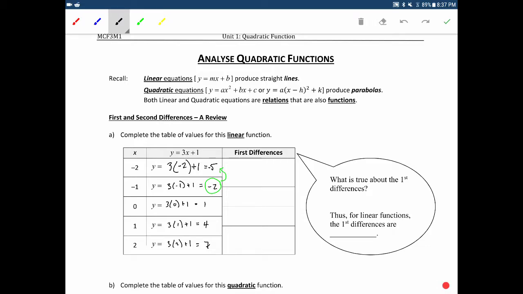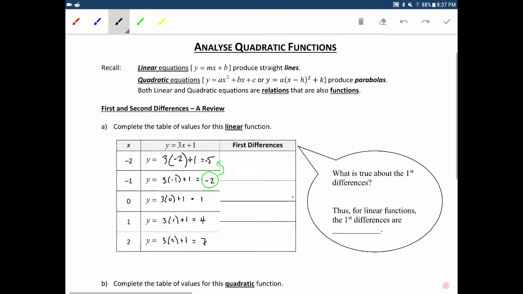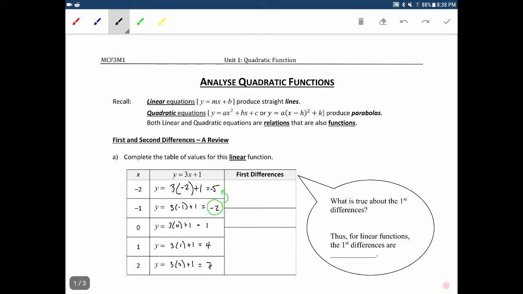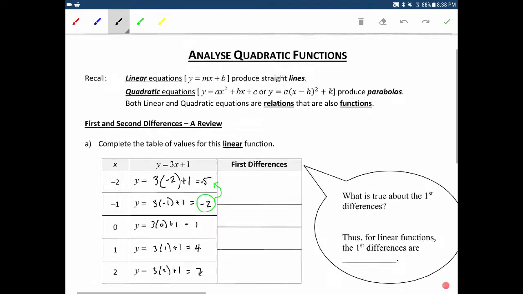Hey guys, today we're going to take a look at analyzing some quadratic functions. Now you'll notice the sheet has already been started. That's because I've had quite a few difficulties getting this one to work, but that's okay. We've got it now and everything should be fine.